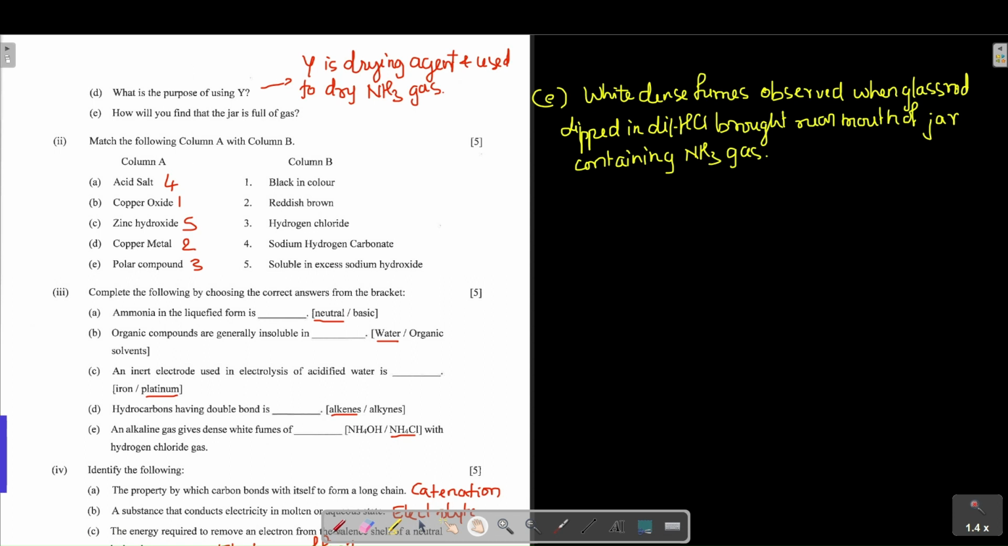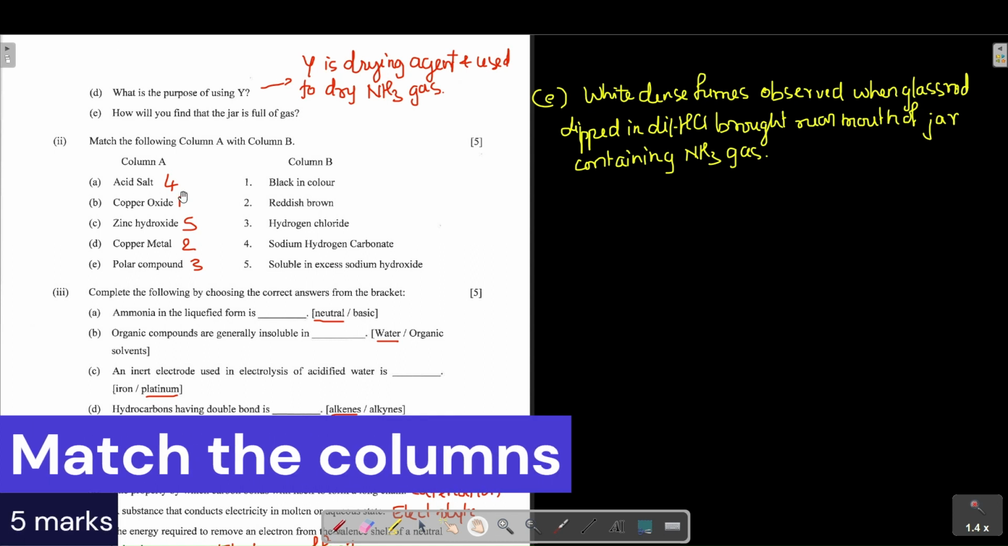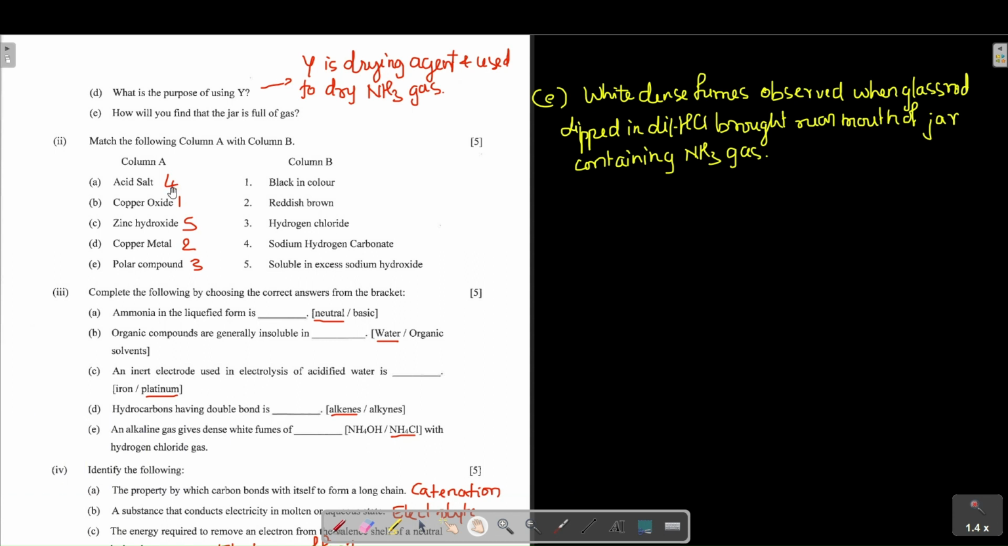Next are the match the following questions. Acid salt, I have already matched here. You can read first and then you can also match. The acid salt is the fourth one, sodium hydrogen carbonate, NaHCO3, because there is one replaceable hydrogen.